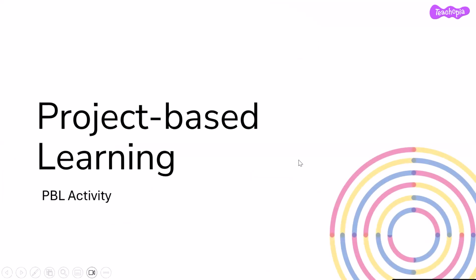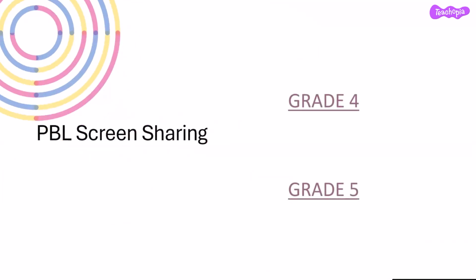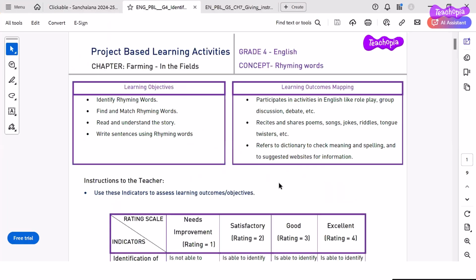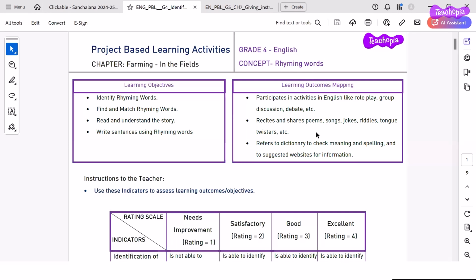Now, let's explore project-based learning. These are modules for grade 4 and grade 5. We will take you through these modules, which are available for you on Teachopia. So the first project-based learning is about farming in the fields. That's the chapter. The concept that it will be exploring is rhyming words.